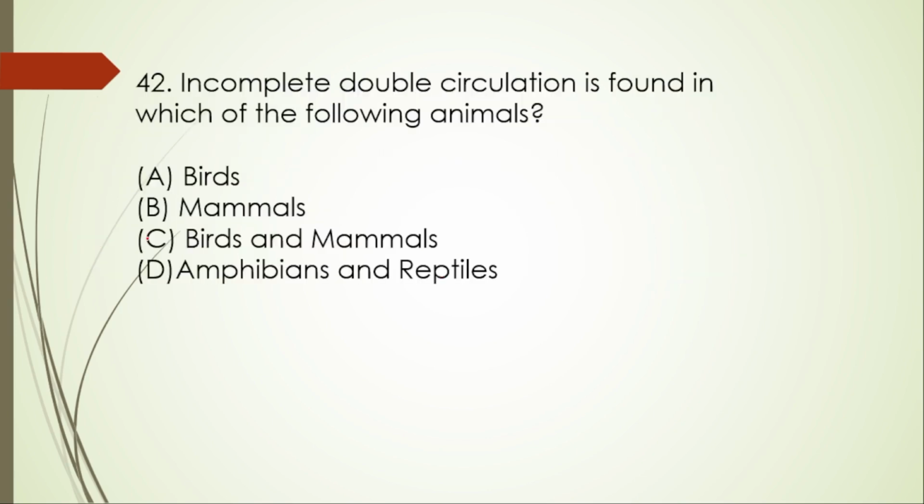Next question, that is question number 42. Incomplete double circulation is found in which of the following animals? A. birds, B. mammals, C. birds and then mammals, D. amphibians and reptiles. So here the right option is D. Incomplete double circulation occurs in animals with the 3-chambered heart, 2 atria and then 1 ventricle. So here amphibians and then reptiles have 3 chambers.